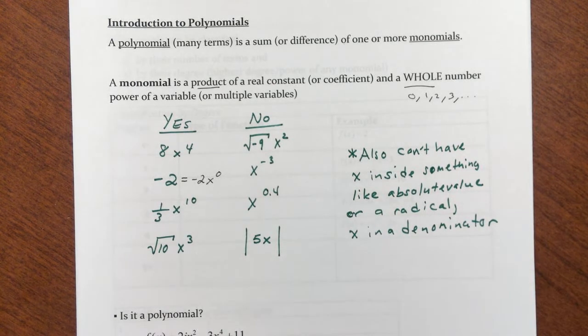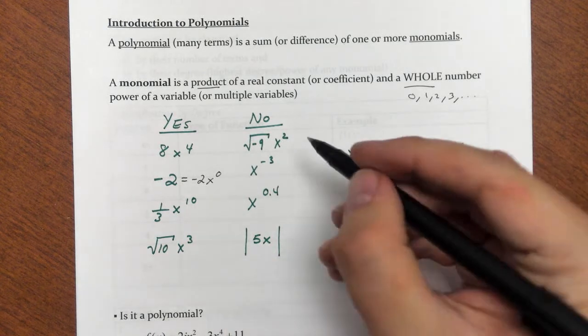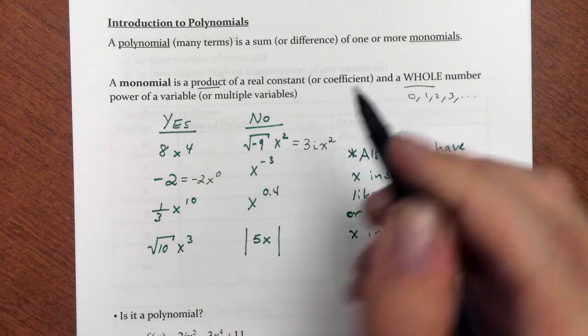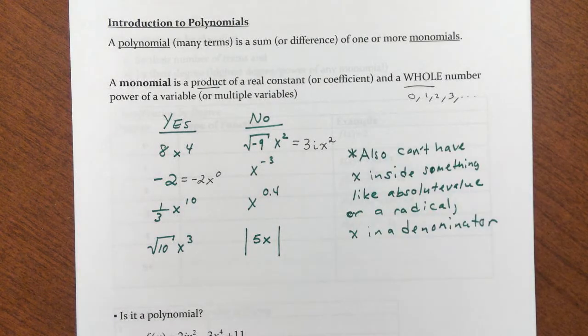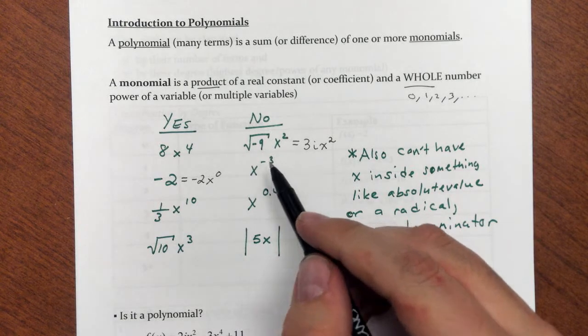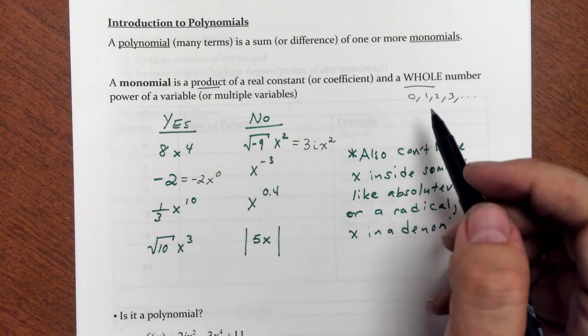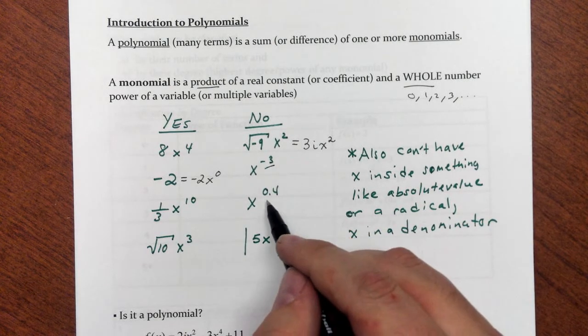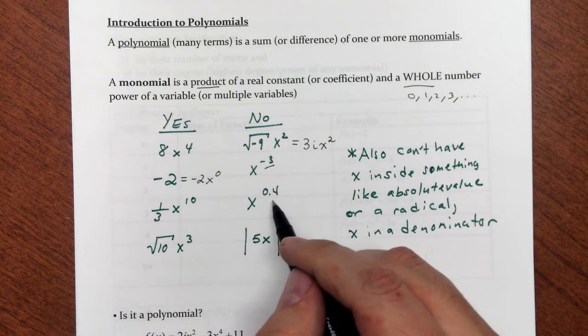The square root of negative 9x squared. Well, what's wrong with the square root of negative 9? The square root of negative 9 is 3i. We just said our constants and coefficients have to be real. X to the negative 3rd. Negative 3 is not a whole number. Whole numbers are 0, 1, 2, 3. They don't include negatives. Similarly, 0.4 is not a whole number.